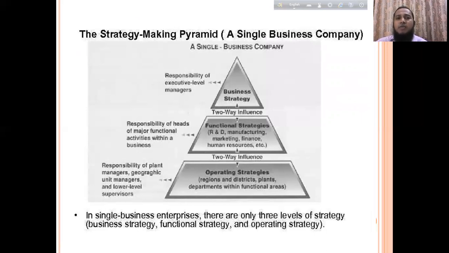The strategy making pyramid for a single business company. I have told you that a single business company operates its business activities with a single product or a single product line, and a single business company has three levels of strategy making: business strategy, functional strategies, and operating strategies. A single business company is not a diversified company or group of companies. That's why a corporate strategy is not needed at all in case of making a strategy for a single business company.